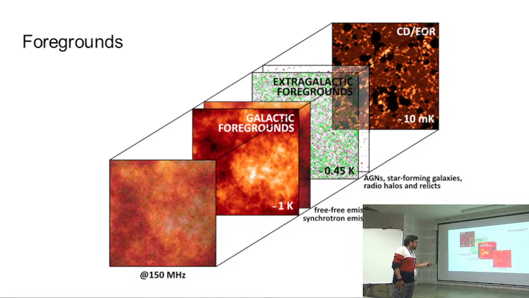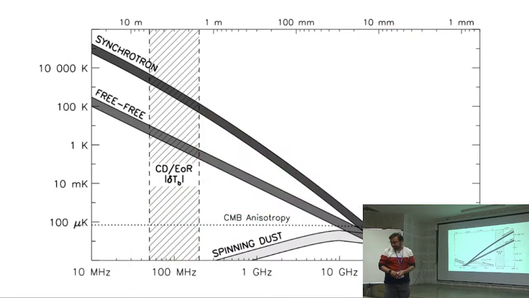So there are galactic foregrounds, and then there is the cosmic dawn universe. So these are the two aspects that I'll discuss. Any questions till now?